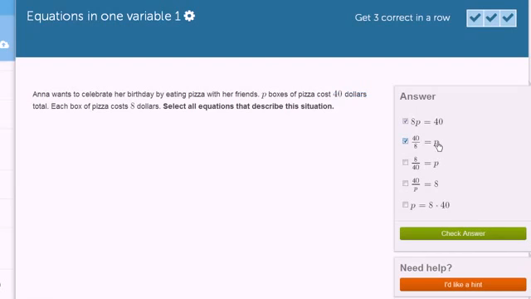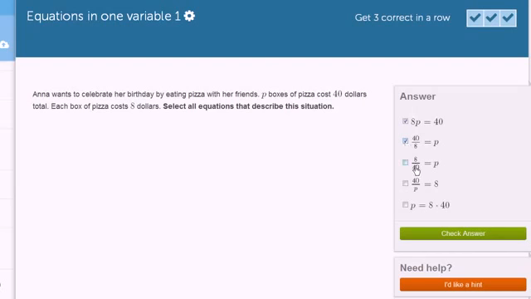Another way of thinking about it is if you take both sides of this equation and divide both sides by 8, on the left-hand side, 8P divided by 8 is P. And on the right-hand side, 40 divided by 8 is, well, 40 divided by 8. And it doesn't matter if we wrote P equals 40 divided by 8 or 40 divided by 8 is equal to P. They're just saying that both of these quantities are equal. So this is also another way to describe the situation.